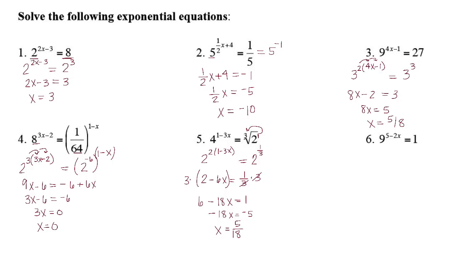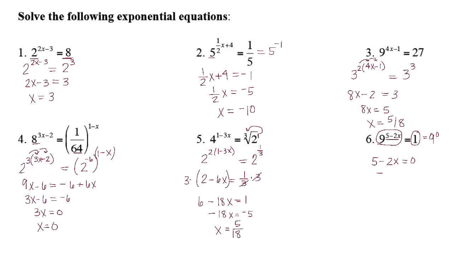Moving on to number 6. Now in this case we have 9 to the 5 minus 2x, and if all of that is equal to 1, keep in mind that really we could change that 1, that would be the same thing as 9 to the 0 power. And that way we have our like bases. So I'm going to say 5 minus 2x has to be equal to 0. That's the only way you're going to get all of this side to change to be just a 1.